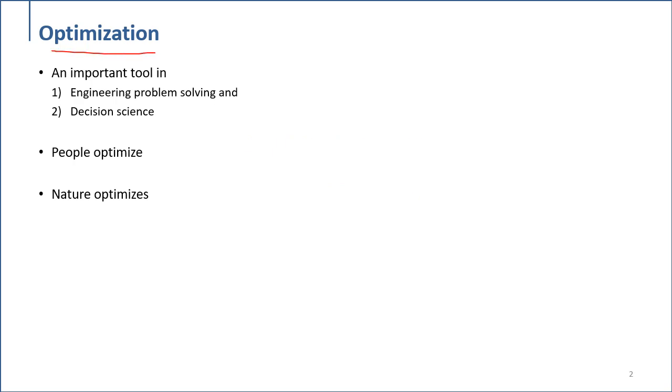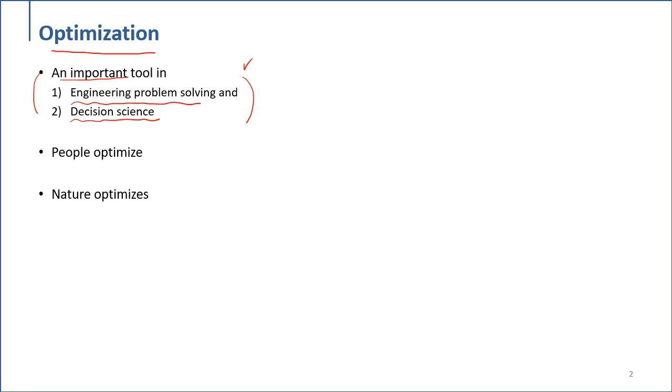Optimization is a way to select the best element, with regard to some criteria, from a set of available alternatives. It is an important tool in engineering problem solving and also decision science. So today we're going to learn several mathematical ways to represent optimization problems and how to solve them.